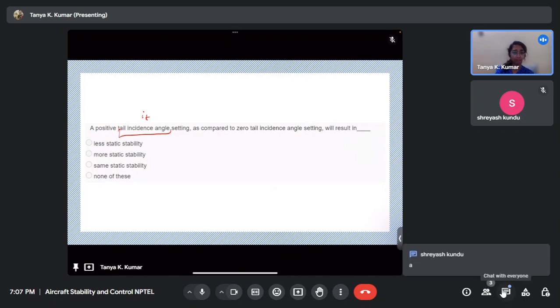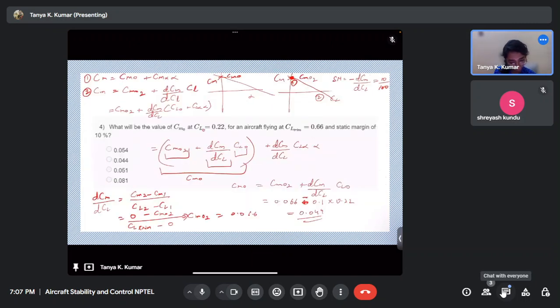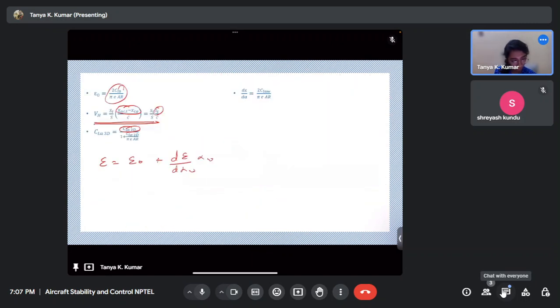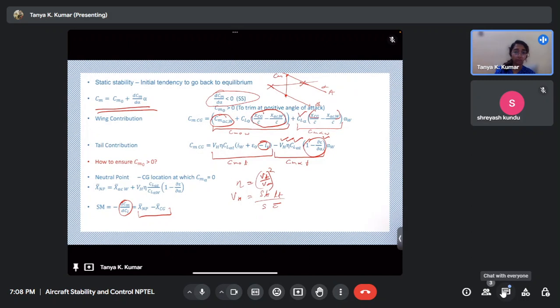A, less static stability. Why would you say that? Let's just look at the tail contribution equation. Yeah, so this was the equation. Look where i_t is featuring. It features in Cm naught of the tail, correct? And Cm naught does not contribute towards stability in any way, correct? The only necessary requirement is the slope. So i_t only comes in the Cm naught tail part, right?